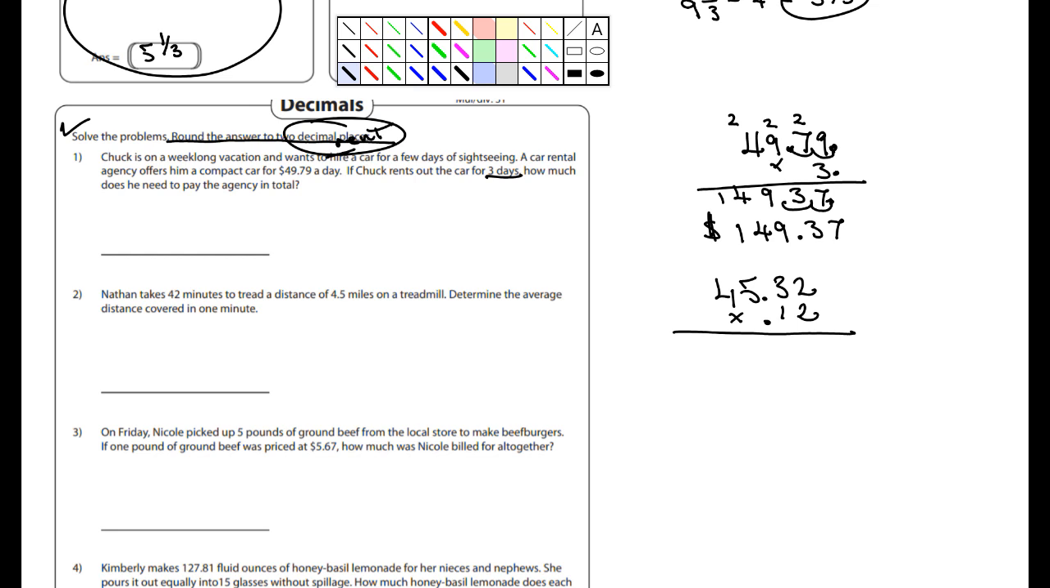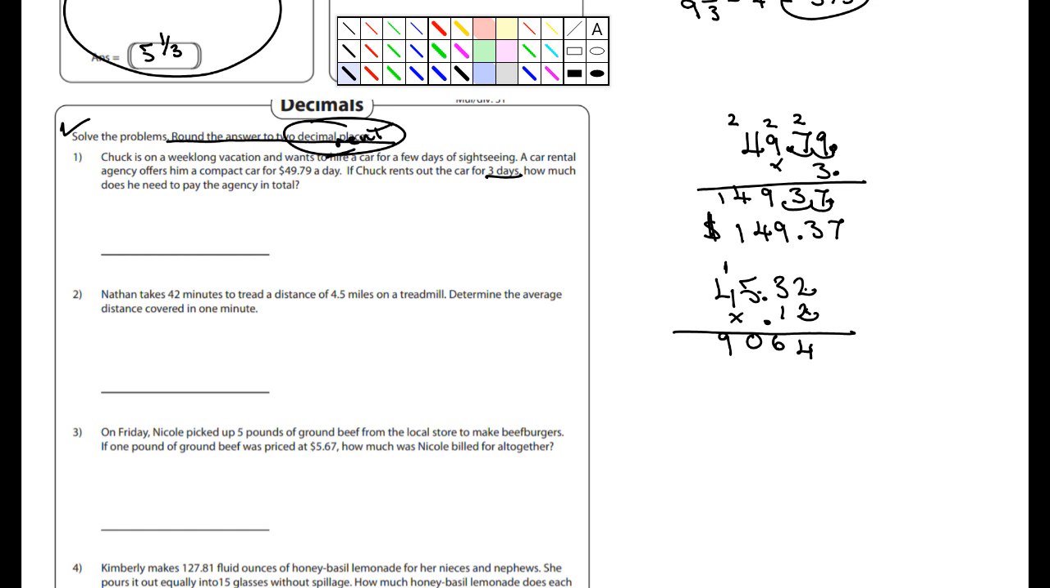Okay. So let's just do the multiplication. We're going to worry about the decimals at the end here. So what's 2 times 2? That's 4. What's 2 times 3? That's 6. What's 2 times 5? That's 10. Put down a 0. Carry the 1. What's 2 times 4? That's 8, plus 1 is 9.